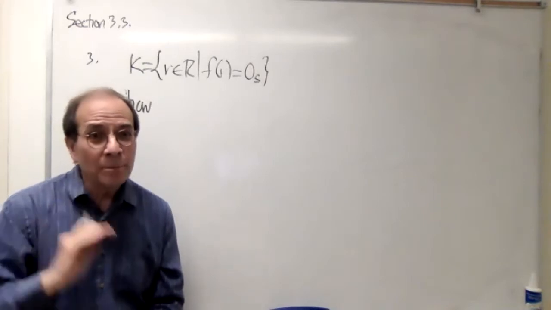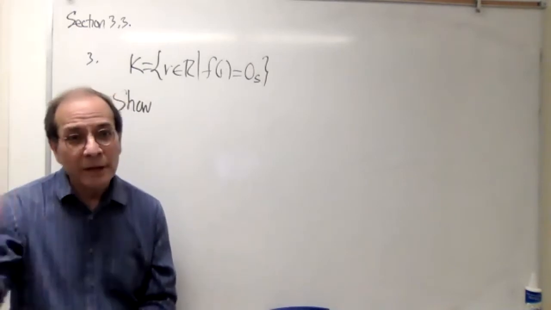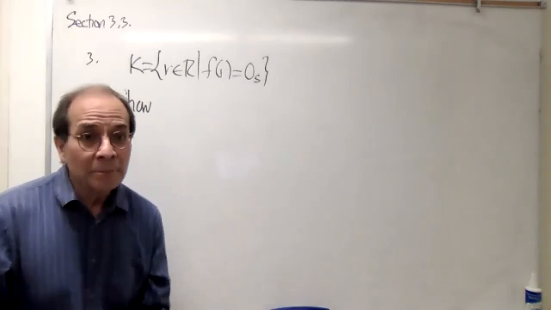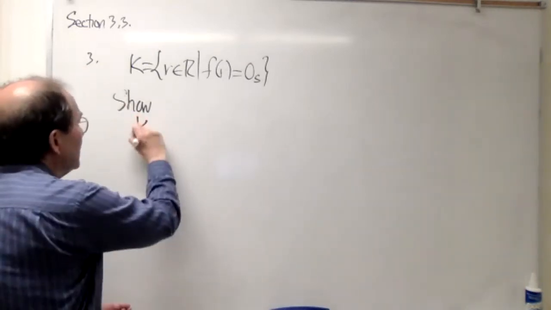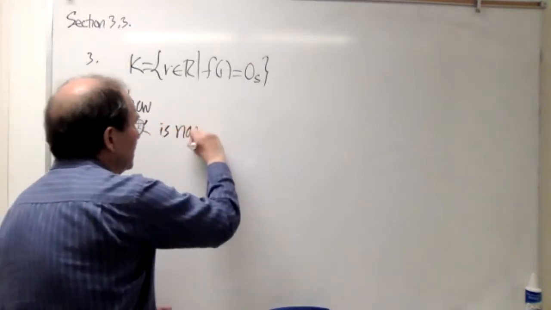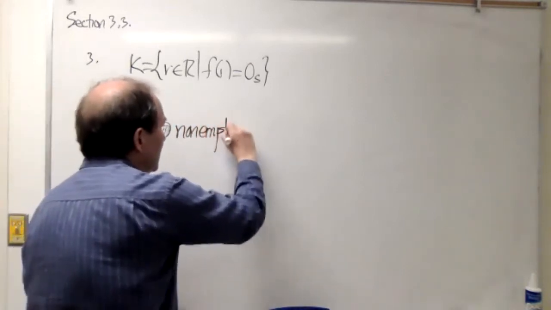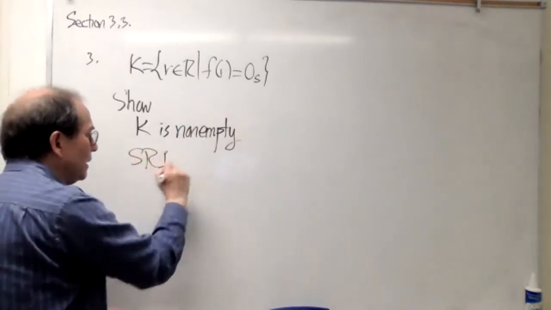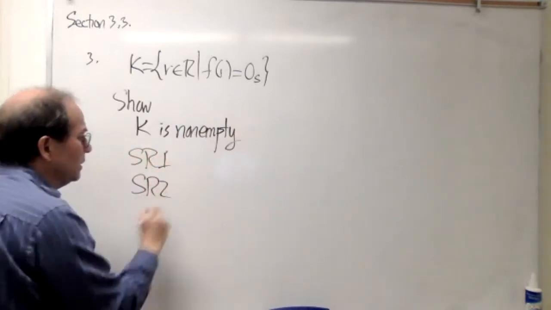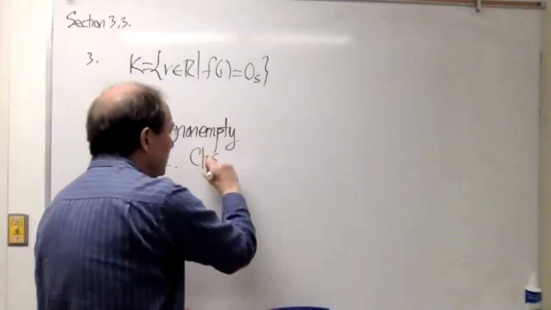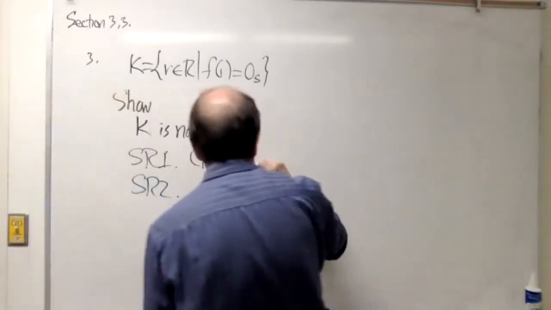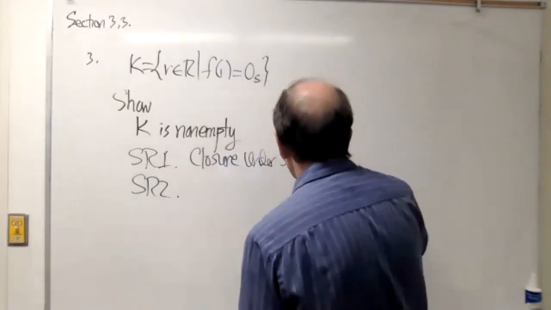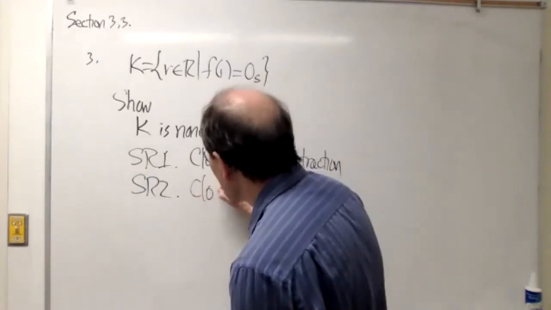But there's actually one other property that you have to verify that's usually kind of obvious, and so we sometimes ignore it, but it's to show that the set is non-empty. So you need to show that K is non-empty. And then you have to show that SR1 and SR2 both hold. And SR1 is closure under subtraction. And SR2 is closure under multiplication.